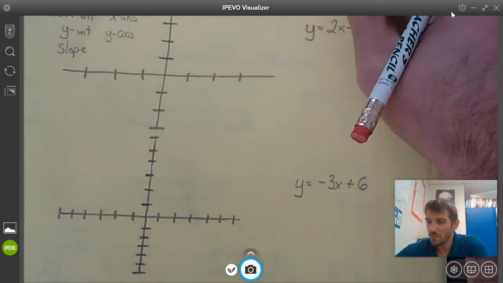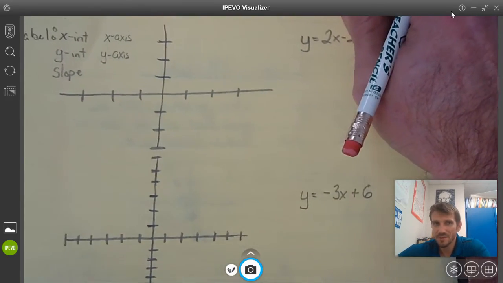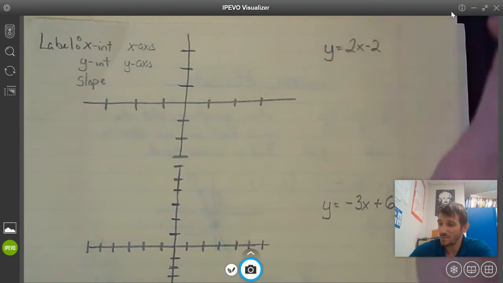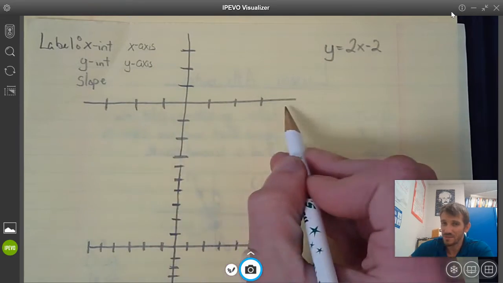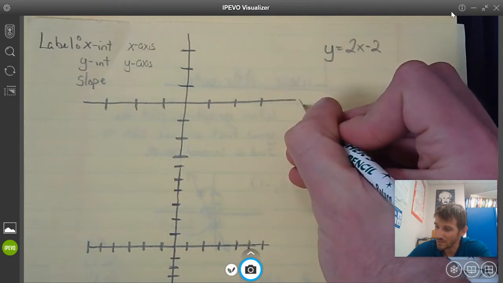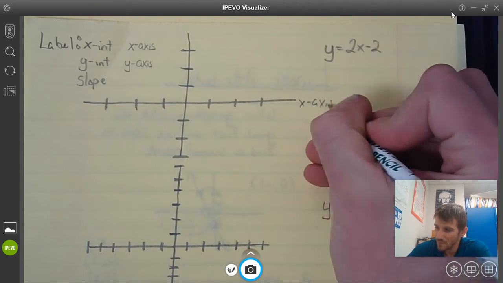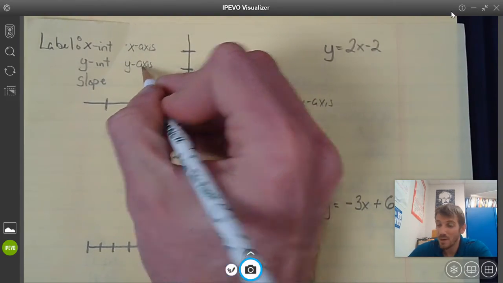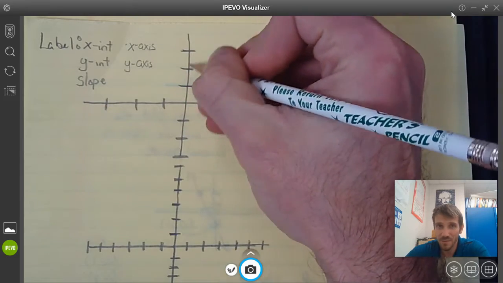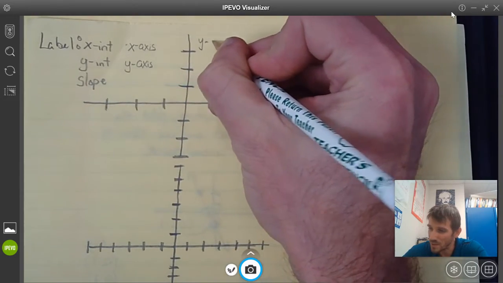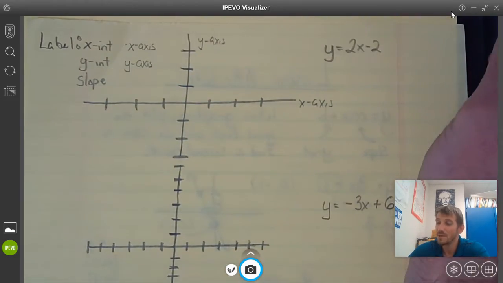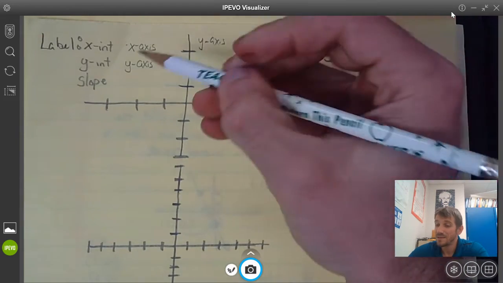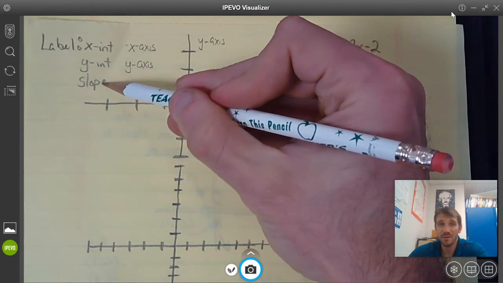So, for example, let's start with the easy ones. I want to label the x-axis. Well, this is the x-axis. I'm going to write that here. Okay, I'm going to label the y-axis. Well, that's this one that goes up and down. So I'm going to call that the y-axis. Next, the x-intercept, the y-intercept, and our slope.